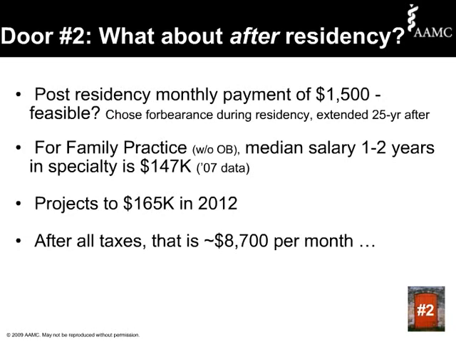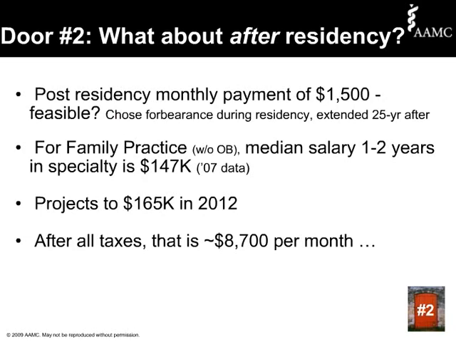That's one of the lower paying medical specialties for the specialties with which we have data. For example, in 2007, the data for the median salary 1 to 2 years in the family practice specialty is about $147,000. Because Dr. Median graduated in 2008 and did a 4-year residency, she won't begin practicing until the year 2012. Based on the growth rate of family practice data over the last few years, we would project the family practice median salary early in the profession to be about $165,000. Once you take away federal, state, and local and payroll taxes, about 37%, you get roughly $8,700 a month.